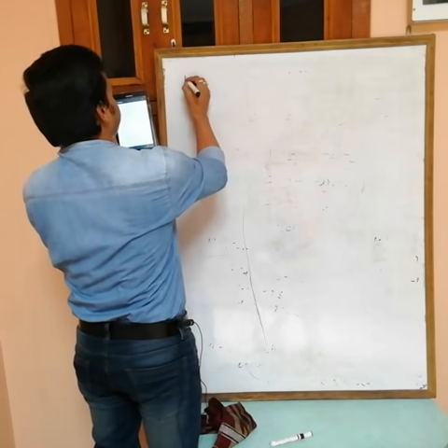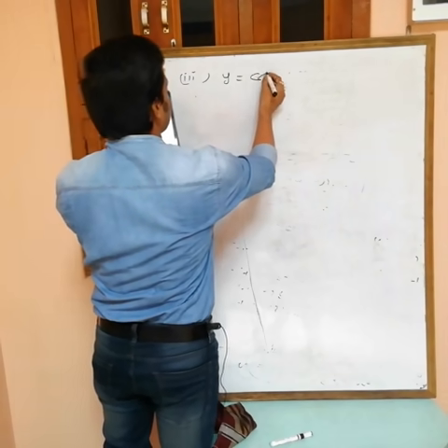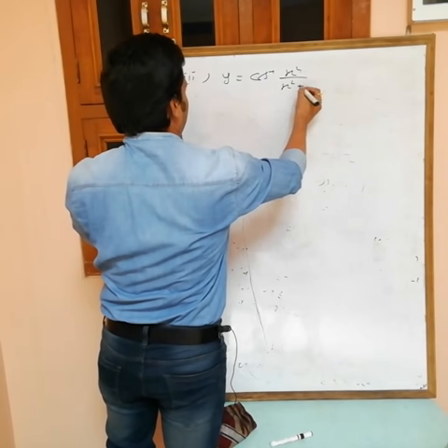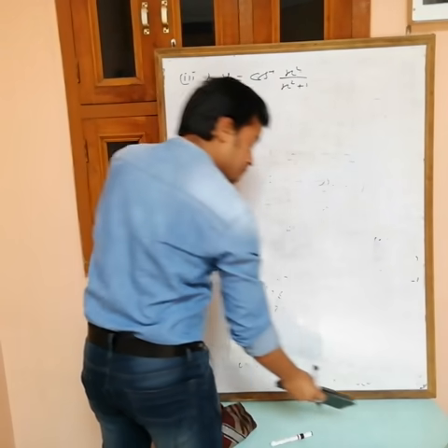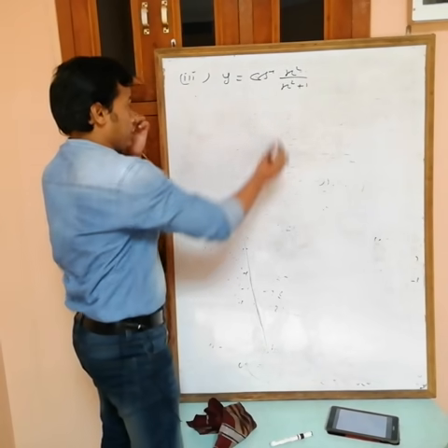Third one: y equals cos inverse of x square by x square plus 1. Now we want the domain of this one.